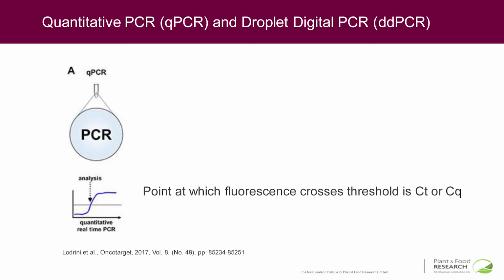So in quantitative PCR, or qPCR, you watch it in real time, so it's also called real-time PCR. As you amplify off a target DNA, the more fluorophores get incorporated, so fluorescence, which is measured on the y-axis, goes up. Once it hits a threshold value, it gives you a CT value. But you can actually watch it in real time.